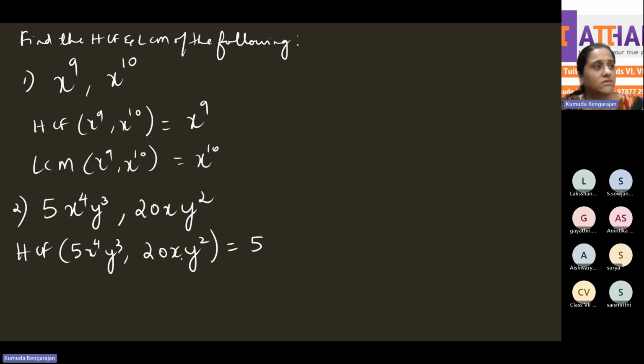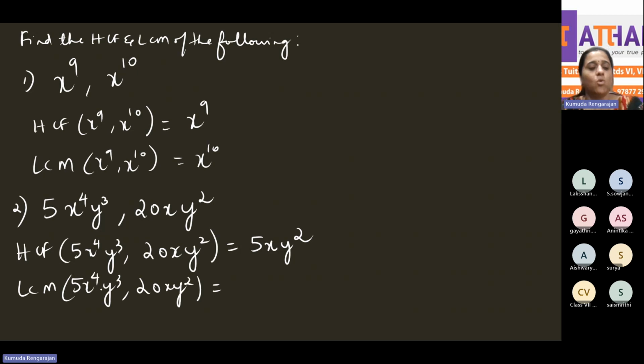x to the power 4 and x, least power. Which is the least power? x. y cubed and y square? Least power, y square. This is the HCF. HCF takes the least power. For LCM, the LCM of 5x to the power 4 y cubed and 20xy square: what is the LCM of 5 and 20? 20. Then x to the power 4 and x, the highest power, x to the power 4. y cubed and y square, the highest power, y cubed. That's all.